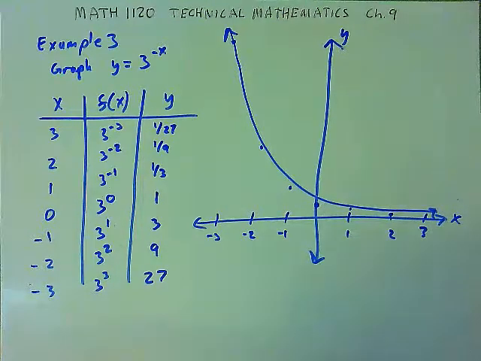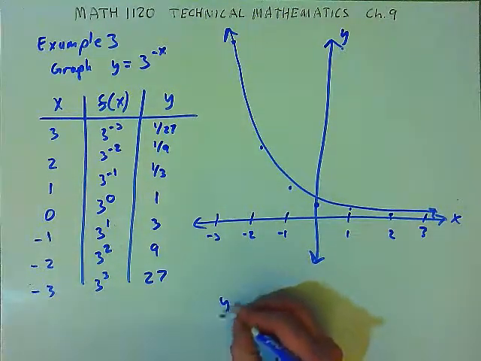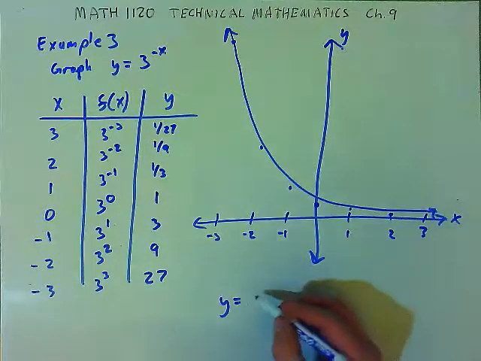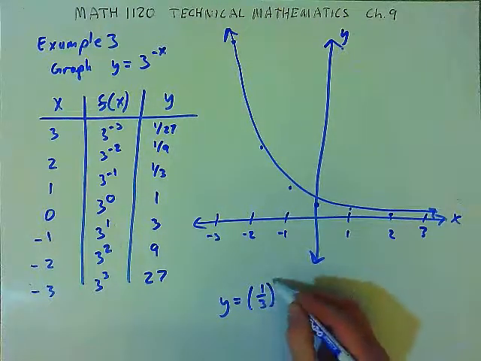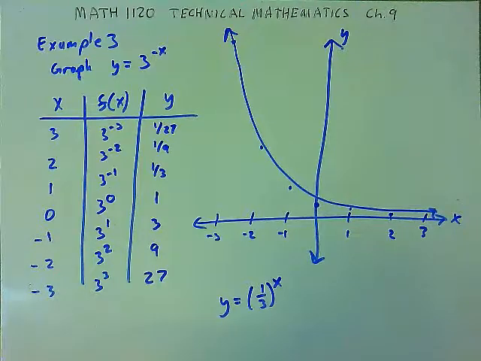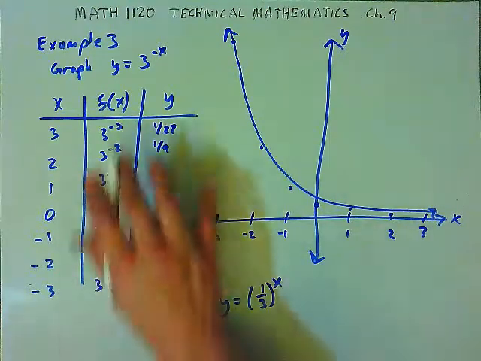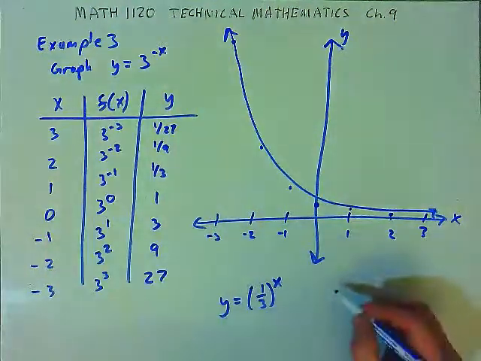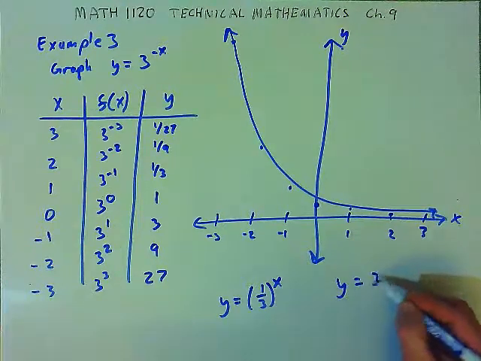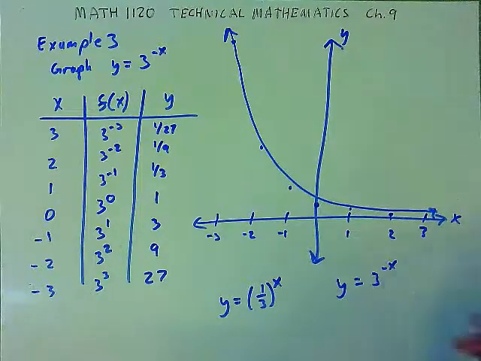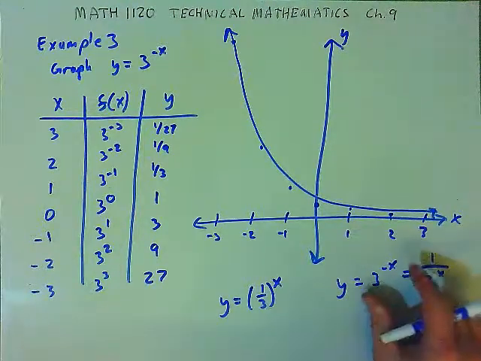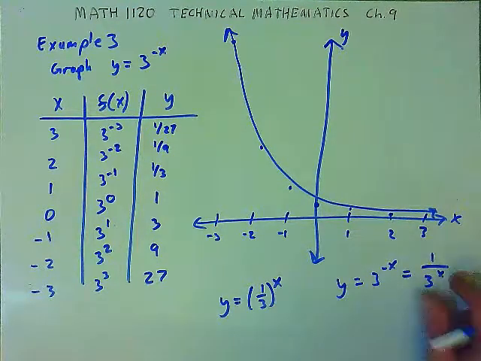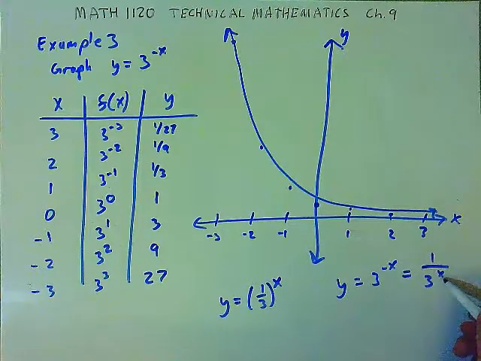The book asks the question, what does the graph of y equals 1/3 to the positive x power look like? And well, the answer is it's exactly the same. So remember that if y is equal to 3 to the negative x power, when the exponent is negative, this is the same thing as 1 over 3 to the positive x power. So anytime you have a negative exponent, you can put the base and that exponent in the denominator and change the sign of the exponent.